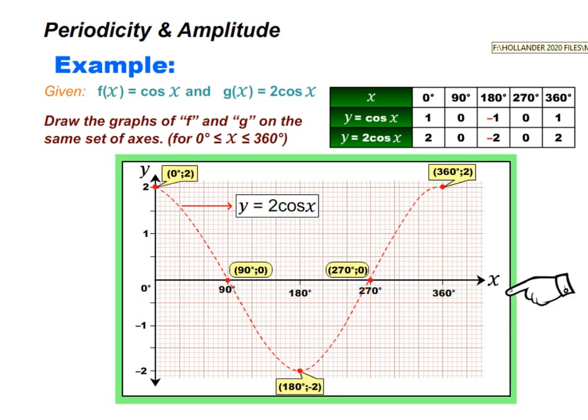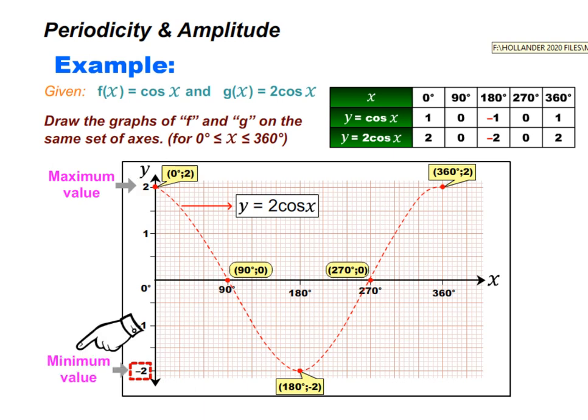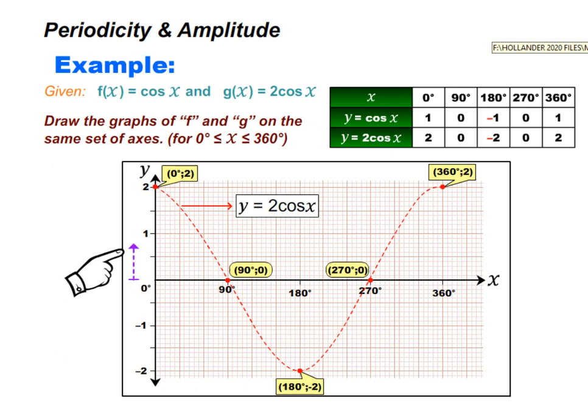Look at this graph of y is equal to 2 cos x. This 2 is our maximum value. Look at this minus 2. This is the minimum value. So amplitude is the vertical distance from 0 to the minimum or maximum value. For example, from 0, which is here, to 2, which is our maximum value, the distance is 2. This means our amplitude is 2.